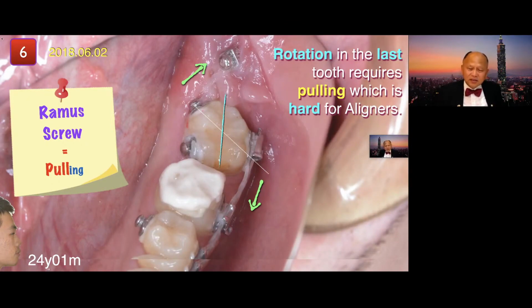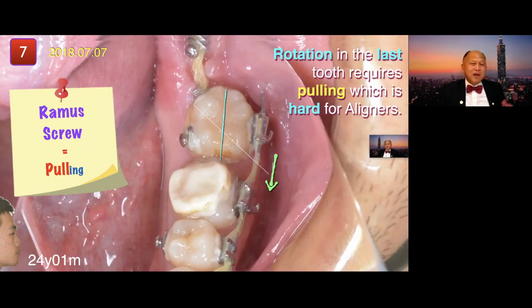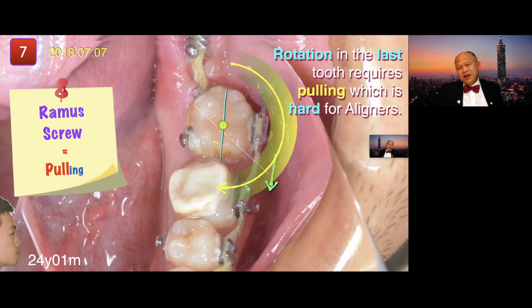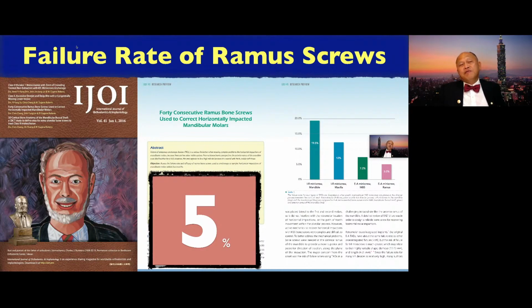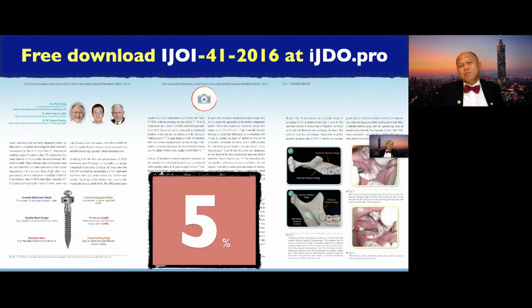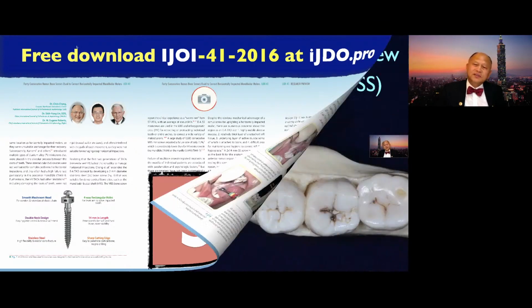Can we just use braces? Very difficult. The last molar is very difficult to derotate with an aligner and with braces. Neither braces nor aligner, but a screw fits perfectly into this mechanic scenario. And the Raymond screw failure rate is only 5%. We published in this journal, and if you are interested in the Raymond screw, you should read this article. Very important article. We published it 5 years ago.